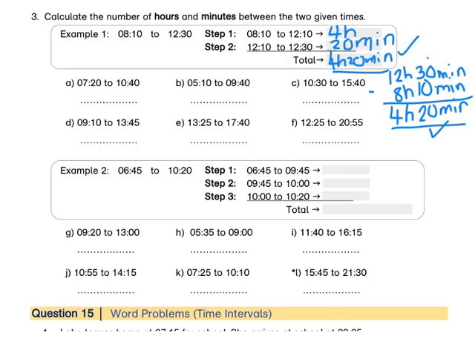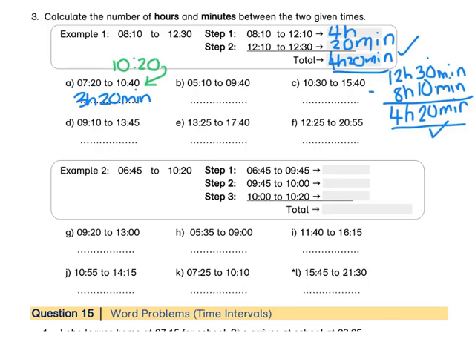Next, let's look at A. We can do this mentally. We say from 7:20 to 10:20. Let me write it here for you so that you can visualize it. So from 7:20 to 10:20, it's 3 hours. And then from 10:20 to 10:40 is another 20 minutes. So in total, it's 3 hours and 20 minutes.